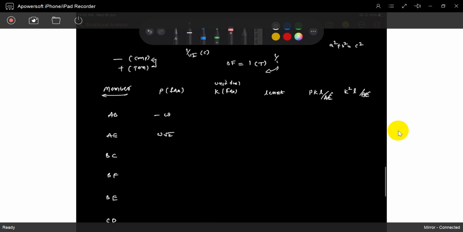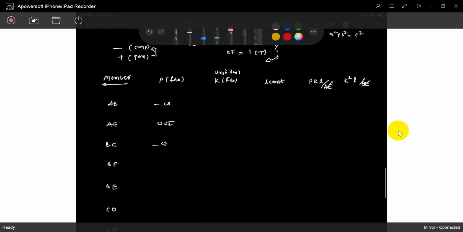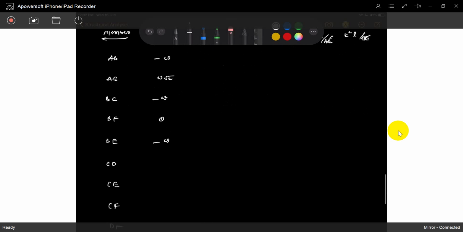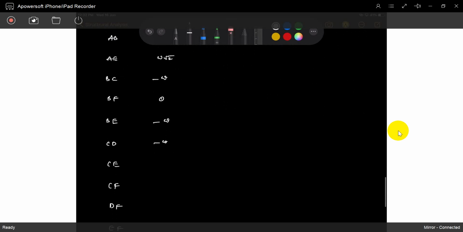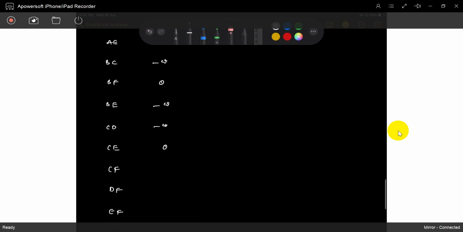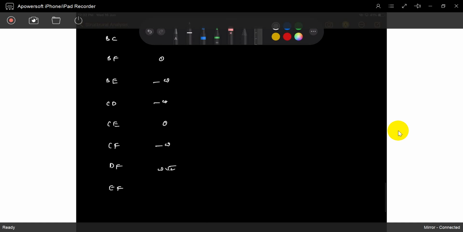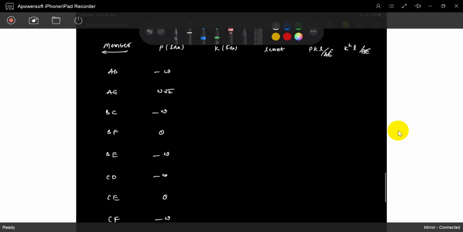So AB is W root 2, negative sign. BF is 0. BE is negative. CD is 0. CE is 0. CF is once again negative. DF is W root 2, or EF is W positive. Okay. EF is W positive.